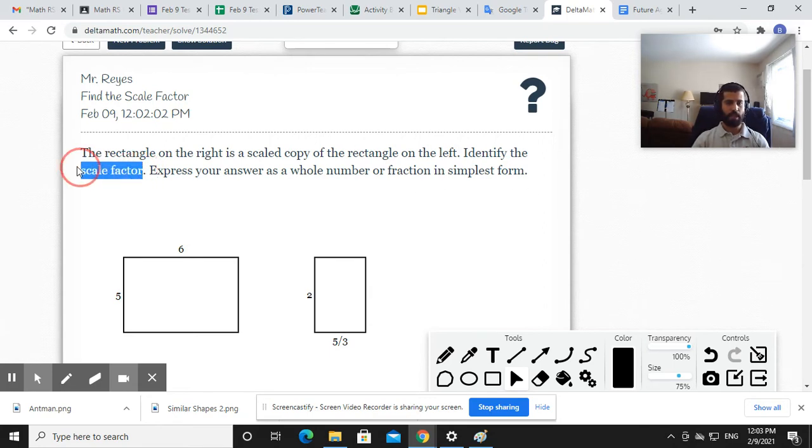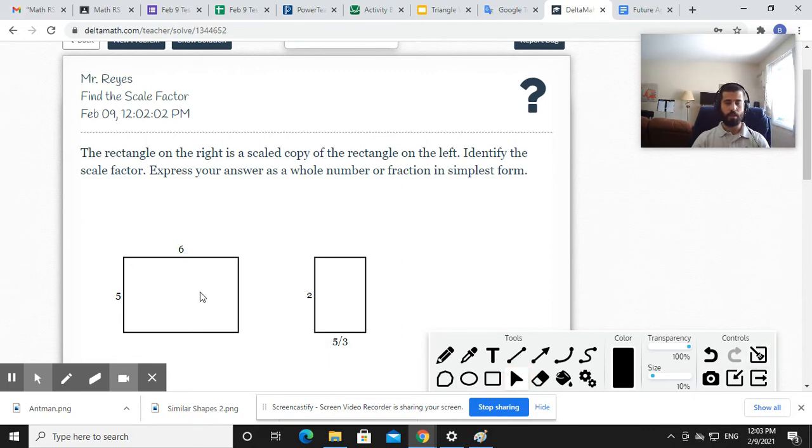Scale factor, what's that? Well, scale factor is what did this get multiplied by? This 6 and this 5, they were both multiplied by the same number to create the 2 and the 5/3. Let's figure out what that number is.